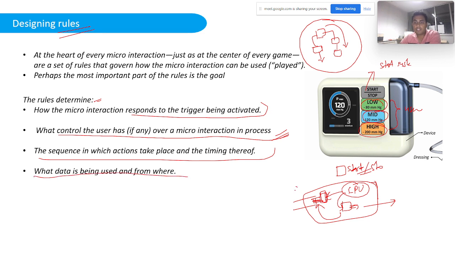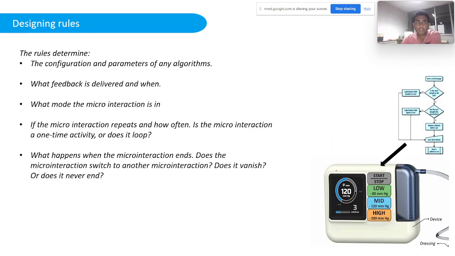For example, here the sensor value needs to be considered by the CPU, but the CPU will then give its output as an electrical voltage. So there are different data types which that logic needs to handle. Now, rules also determine the configuration and parameters of any algorithm.